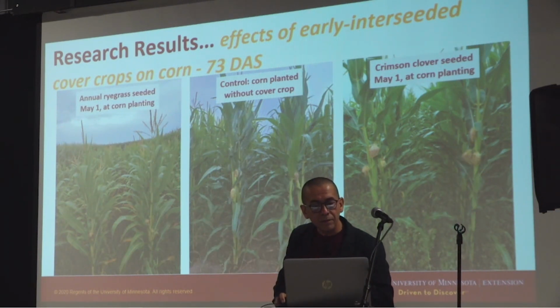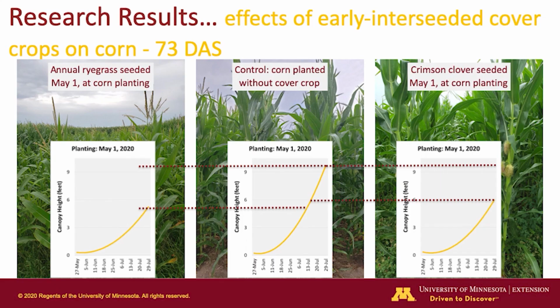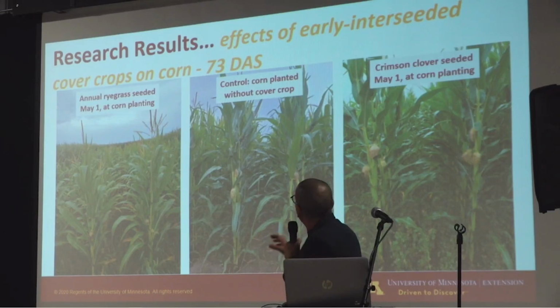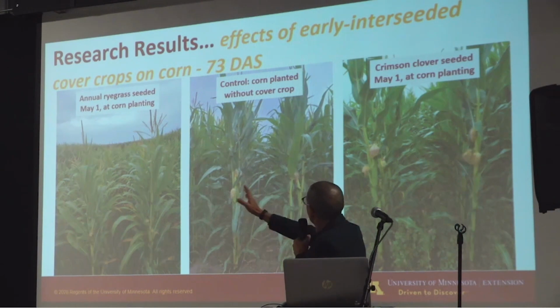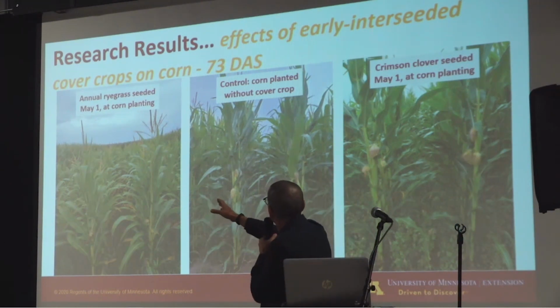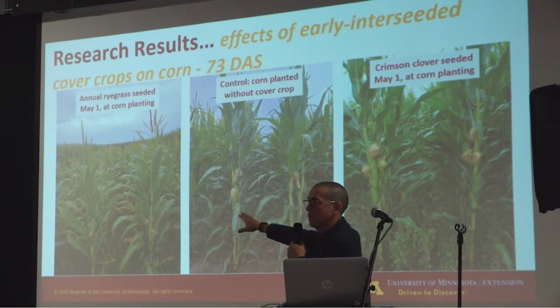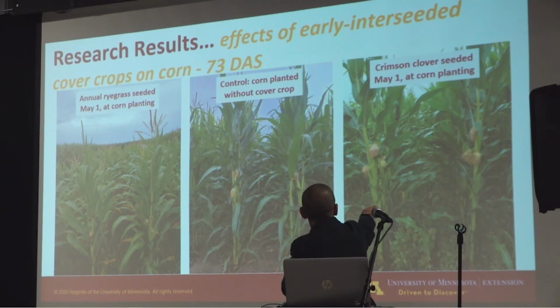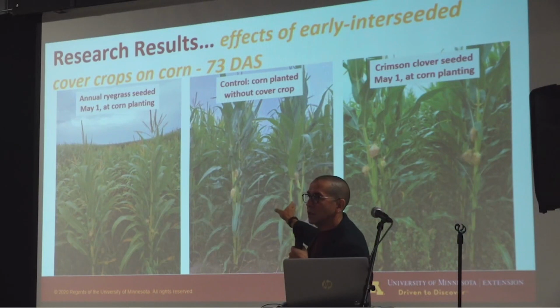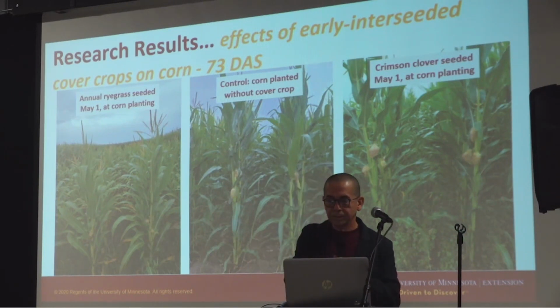Let me see if I can do it from here. You see, no, you don't see it. But anyways, the one in the middle is the control, and there we have the annual ryegrass seeded along with the corn. You see the corn looks pretty bad. And here, the crimson clover is looking much better, but the yield of corn was affected.